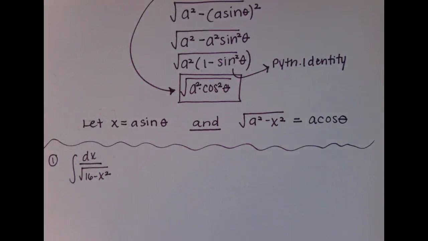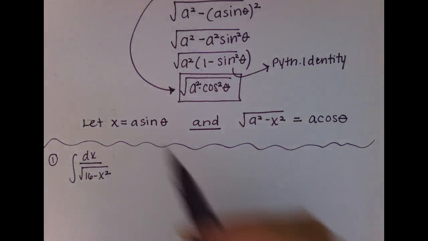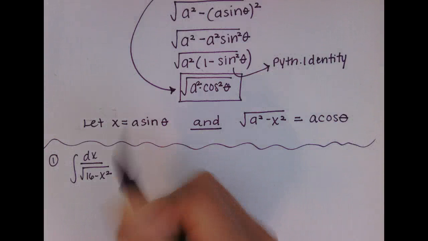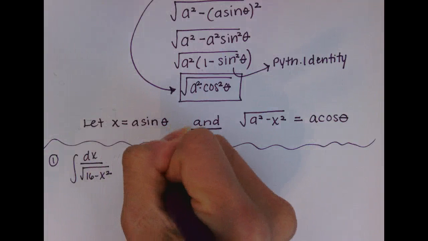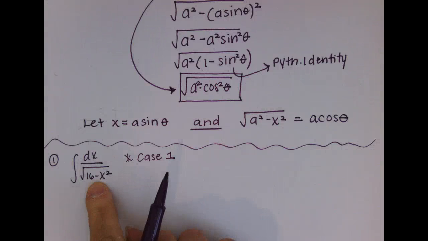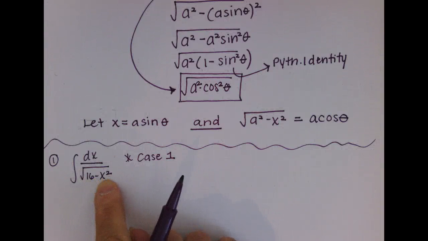Okay, so what we want to do is find the antiderivative of dx over the square root of 16 minus x squared. Once again, this is case 1, and we know that it's case 1 based on the order in which we are subtracting: a squared minus x squared.